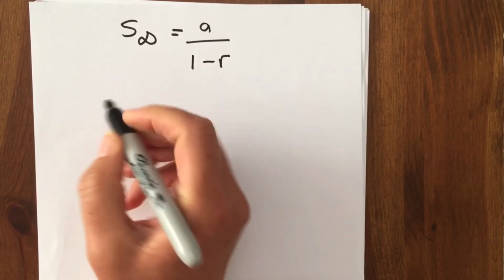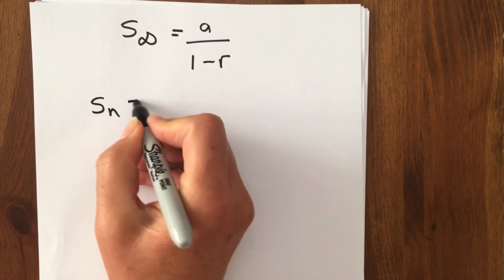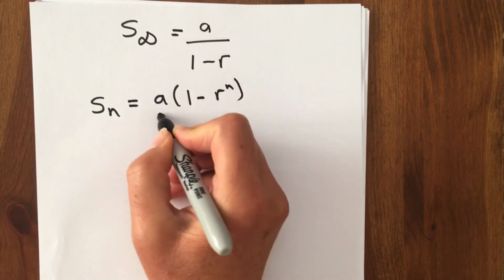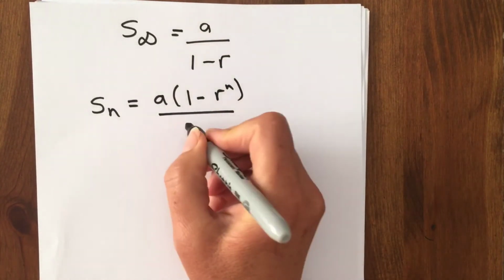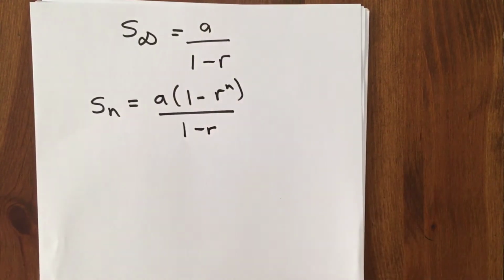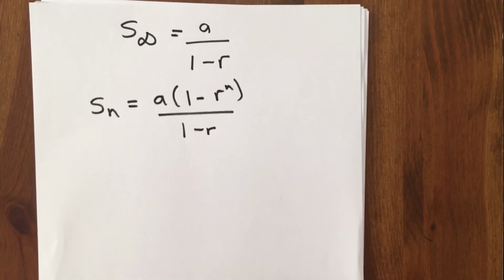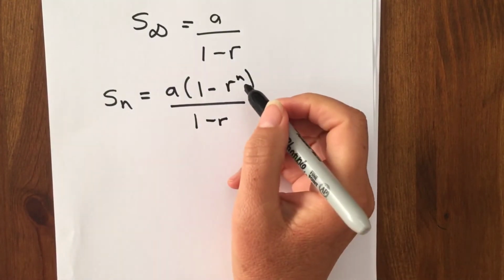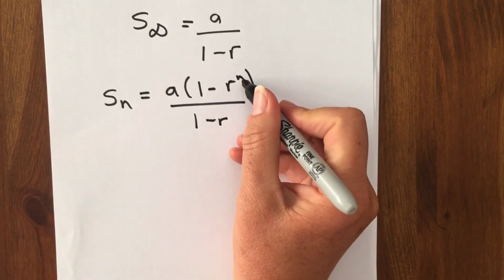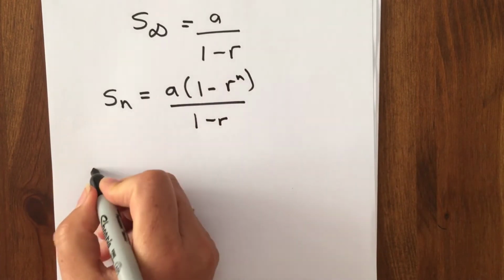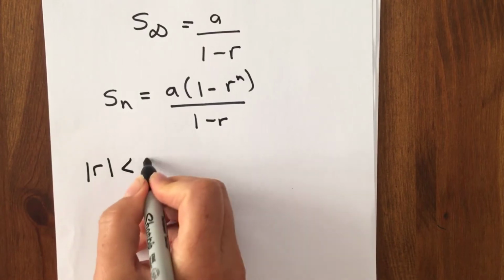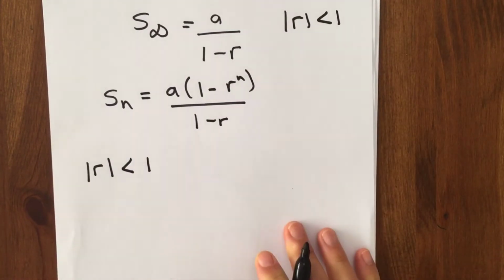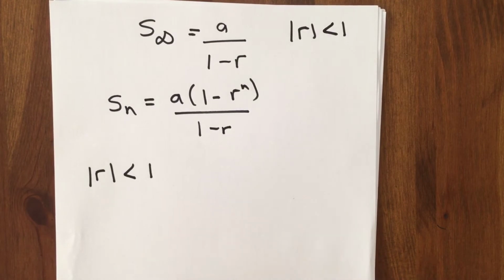Now, we know that the sum to n is this. You might want to skip this. You don't need to know this proof. This is just for your interest. You can skip it if you prefer. We're looking at when n gets as big as possible, and remember, this is only true if the modulus of r is less than 1.